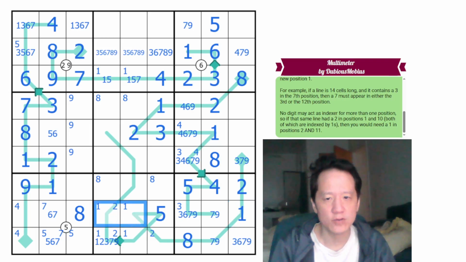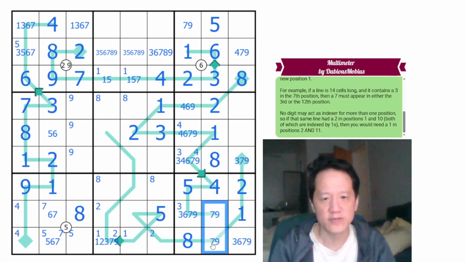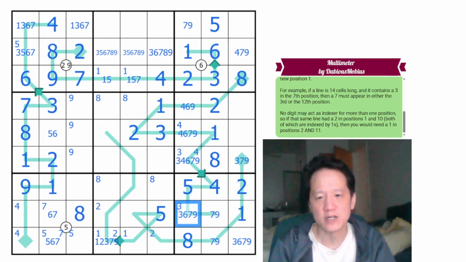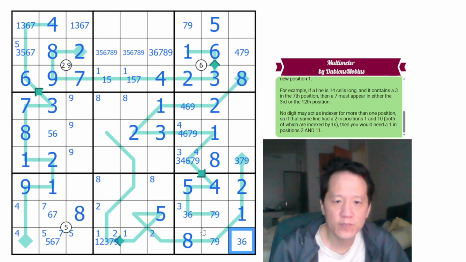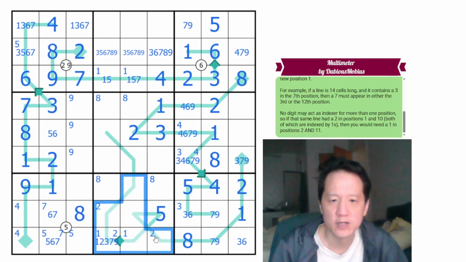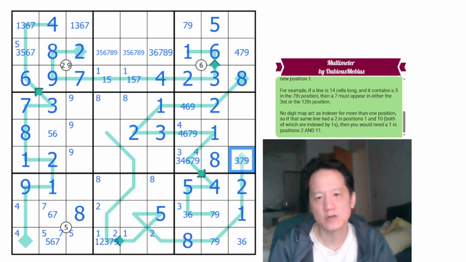1 cannot be either of these cells. So 1 can never be in the 7th position. So here we have a 7, 9, 7, 9 pair in box 9, which eliminates 7 and 9 in the rest of the box. Therefore, this is 3 or 6. This is 3 or 6. Well, we know along this line there's 2 3s. This can't be 3, so one of these must be 3. And we need another 3. It has to be here. So this is 3.